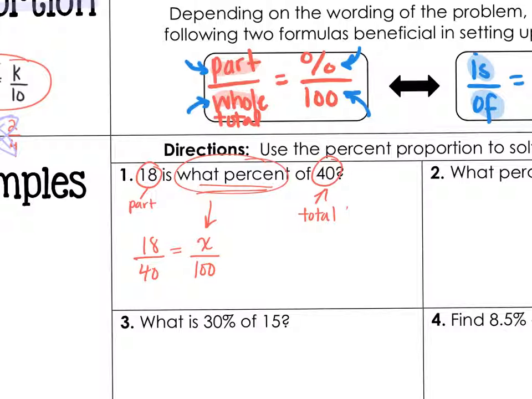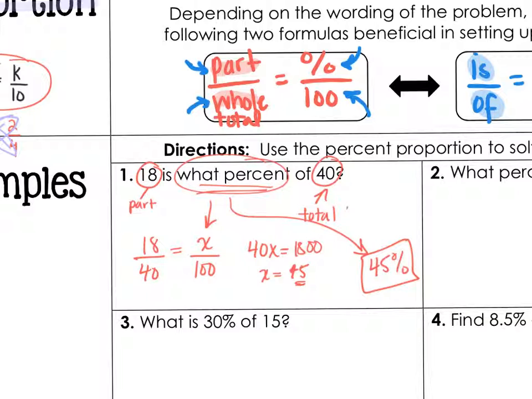Now let's do cross products and solve for x. So 40x is equal to 1800. Divide by 40 on both sides to get that x is 45. Now it does say what percent, so the answer is 45%. So if you have 18 people show up out of 40 people that you invited, 45% showed up.